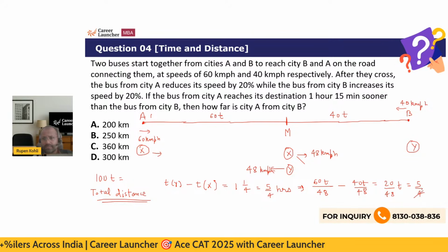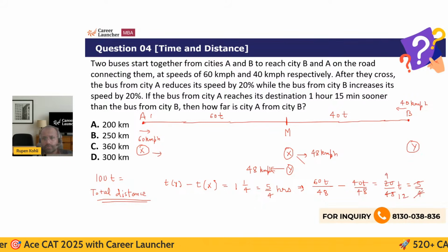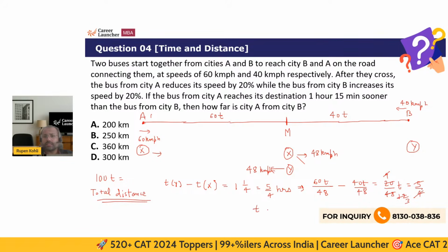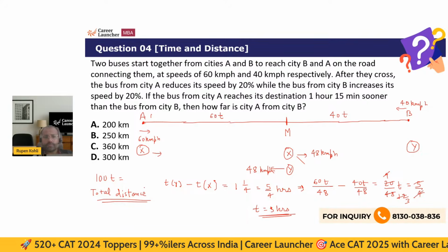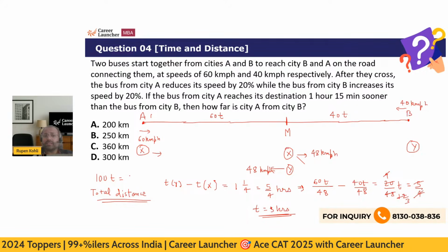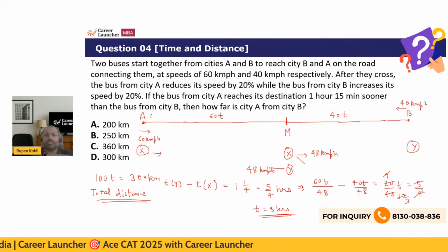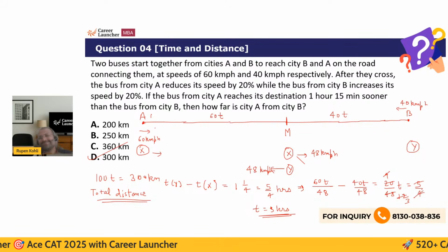Simplifying: 4 cancels 12, 5 cancels 4, and 4 by 12 is 1 by 3. So t by 3 is 1, or t comes to be 3 hours. Therefore, the total distance is 100t, which is 100 into 3, 300 kilometers is the journey.